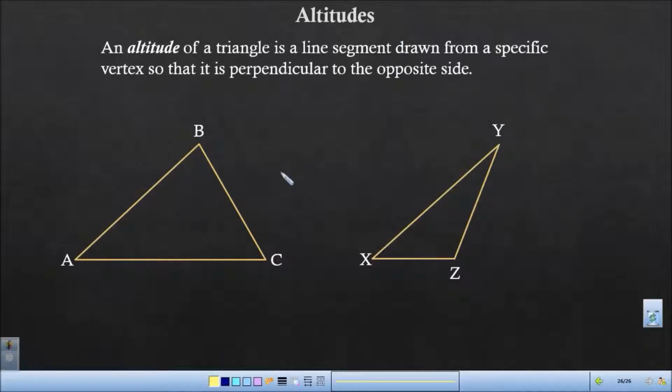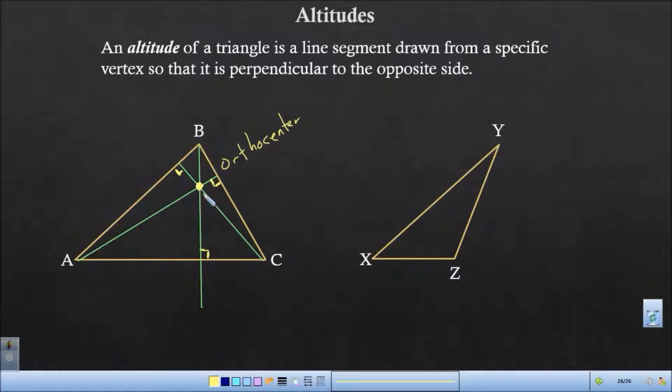An altitude is a line segment that is drawn perpendicular to the opposite side. So if I take from angle B and I draw a line segment so that it is perpendicular to AC, this line is an altitude. If I do this from all three vertices, they will cross all at one point, and that point is called an orthocenter. More on orthocenters later. The big key here is that every altitude is perpendicular to the side that it intersects.